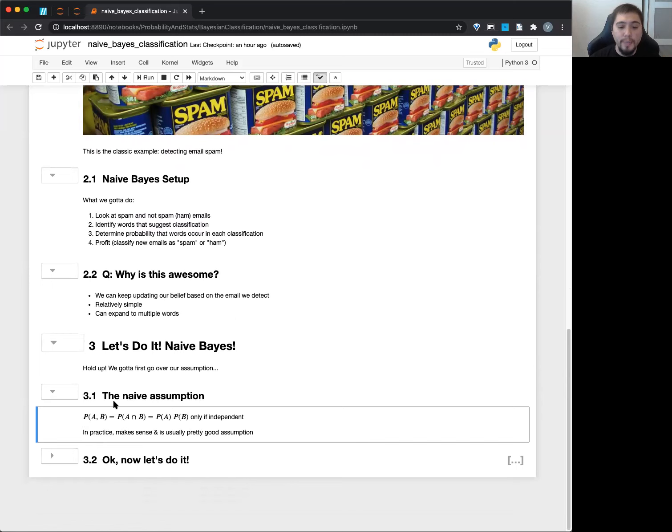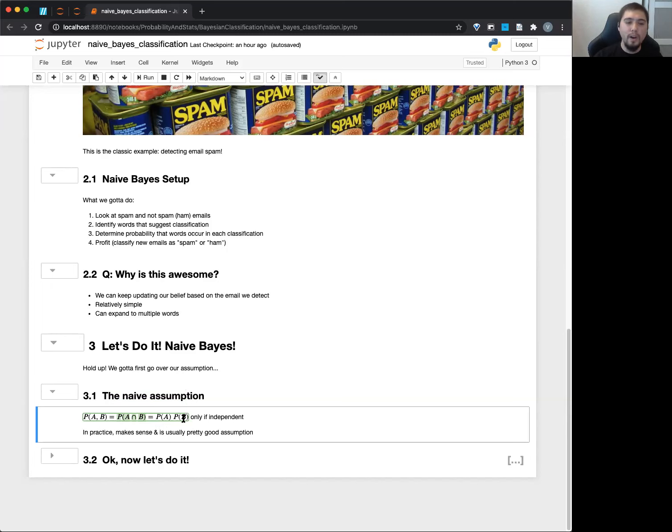So the naive assumption. I mentioned naive Bayes, and naive basically means this isn't quite true, but we're going to pretend it's true. We're saying that the probability of A and B, have you seen this notation before, this little upside-down U? This is the mathematical notation from set theory. Basically, the probability of A and B is going to equal the probability of A times the probability of B. If you think about that, that isn't really true.